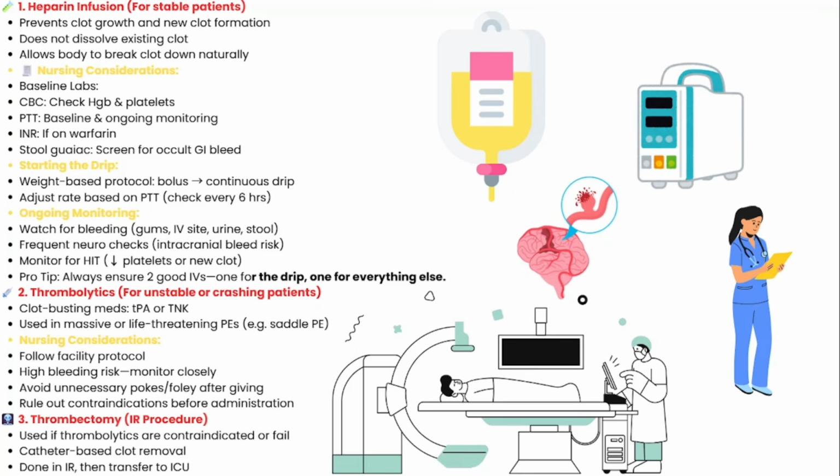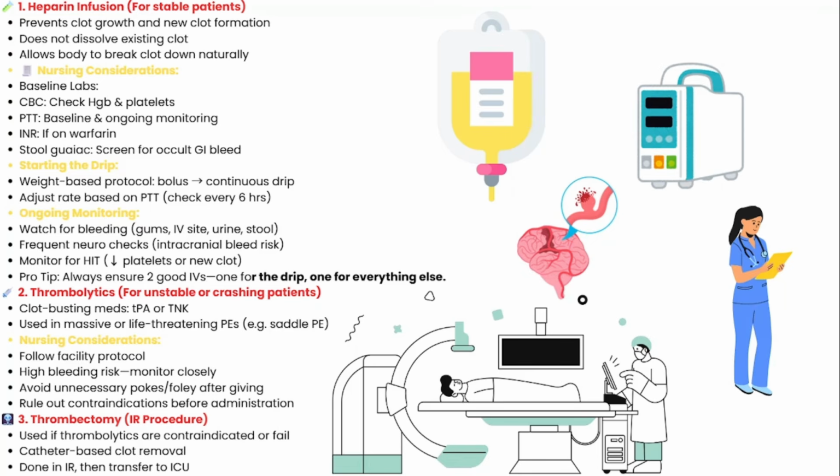Nursing considerations for this are that you need to follow your own facility's heparin infusion protocol, which will look something like checking a baseline CBC for a baseline hemoglobin to make sure there's no undetected bleeding. We're also going to check the platelets to make sure the patient is not thrombocytopenic. We're also going to check the coagulation studies like a PTT. We need a baseline before starting the drip because we're going to monitor the PTT every 6 hours.